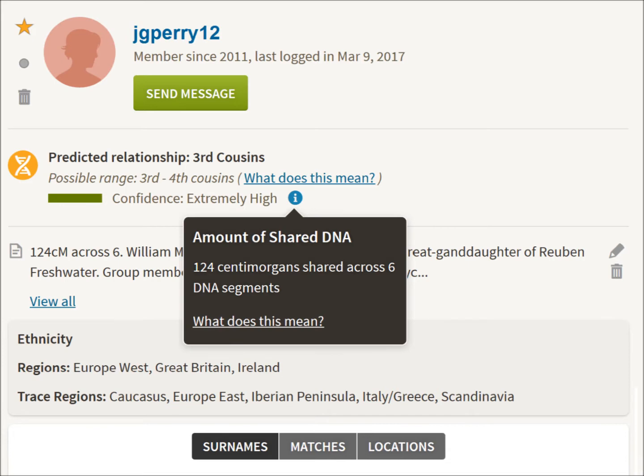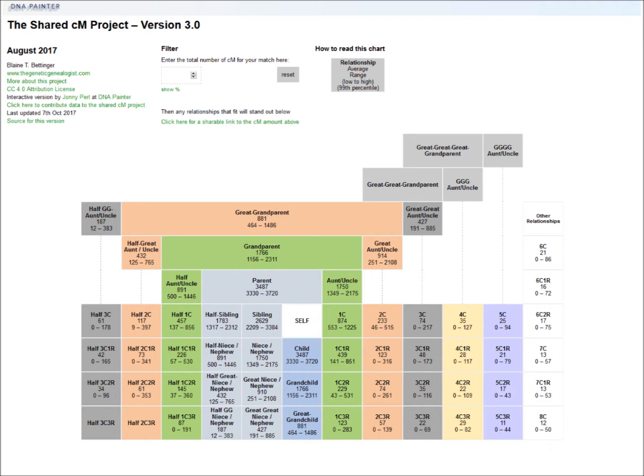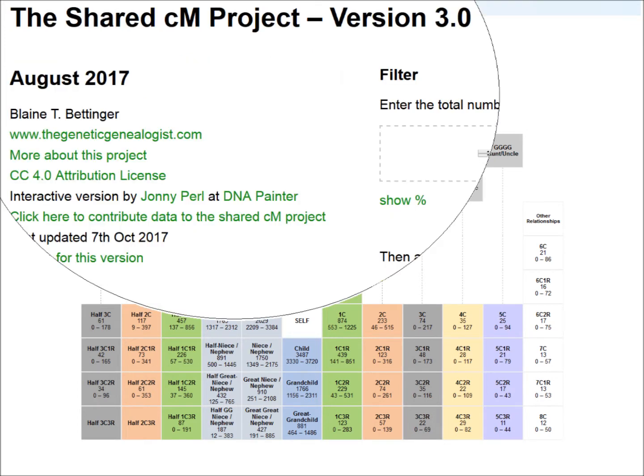There's 124 Centimorgans. Centimorgan is just a measurement of DNA, and so I can take this information and I can figure out the range of relationships that we could possibly share. And I use this chart, the shared CM project. CM stands for Centimorgans, and it was made by Blaine T. Bettinger. Bettinger collects data from people of known relationships, so those people in unknown relationships can get a better guess at what is truly going on.